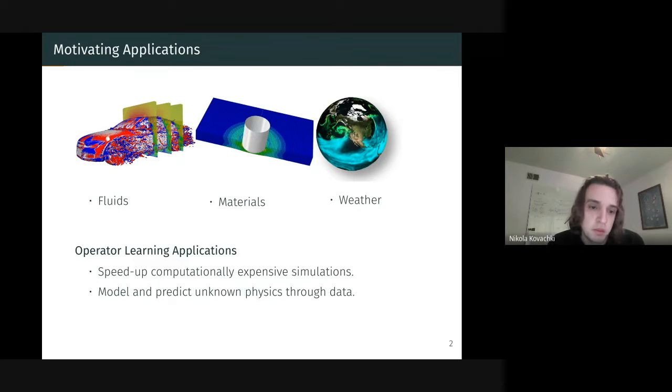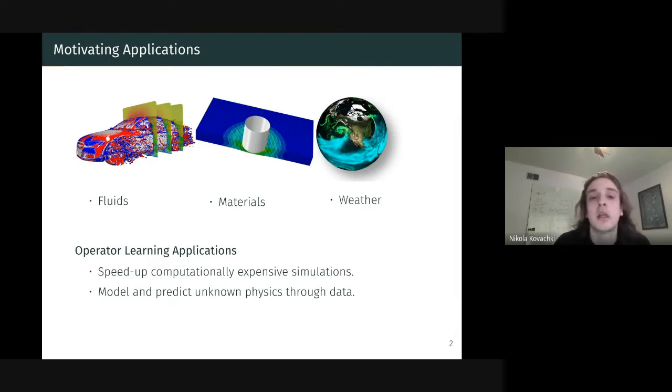So generally, there are two large motivating applications of this. One is speeding up computationally expensive simulations. These are places where we know the physics, like fluids and materials, but the simulations are very costly, at least using traditional numerical methods. So we might want to use machine learning in order to speed them up. Or we're in a situation where we don't fully understand all the physics that's happening and interacting, but we do have a lot of data, and so we want to model this phenomenon through the data.